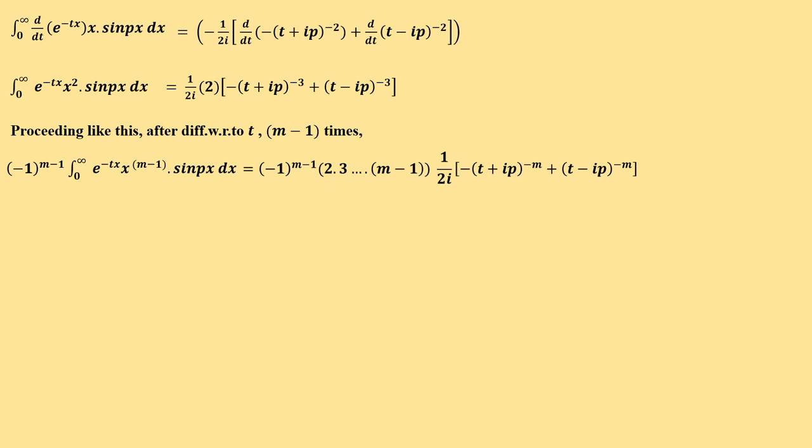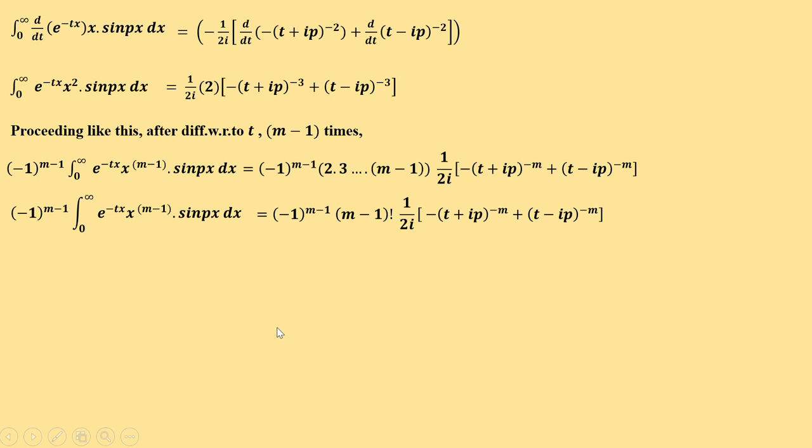So m minus 1 times you will get m minus 1 plus 1, right? First time 2, first time means 1 plus 1, second time means 2 plus 1, third time means 3 plus 1, right? T plus ip power I am talking about. So m minus 1 times, m minus 1 plus 1, so you will get (t plus ip) whole power minus m plus (t minus ip) whole power minus m. So that is equal to minus 1 power m minus 1, 1 into 2 into 3 up to m minus 1 multiplying, that is m minus 1 factorial, 1 by 2i (minus t plus ip) whole power minus m plus (t minus ip) whole power minus m. That is equation number 5.